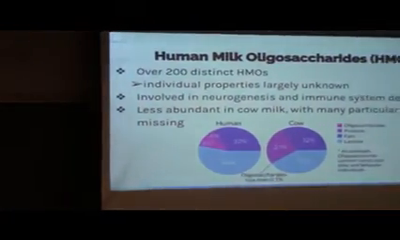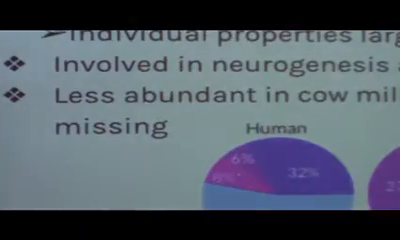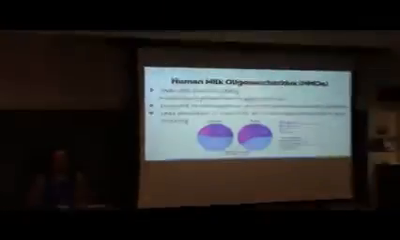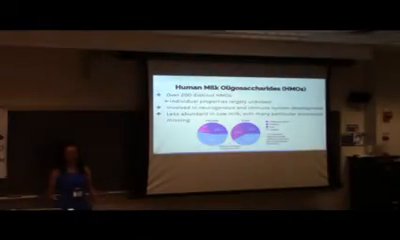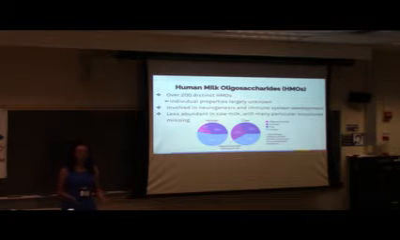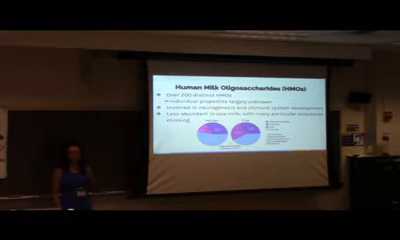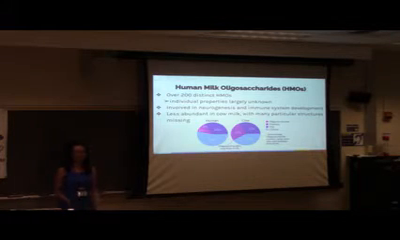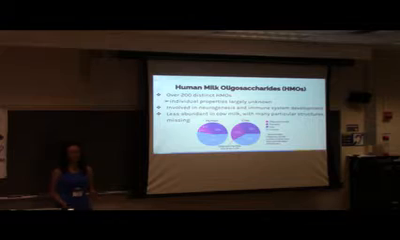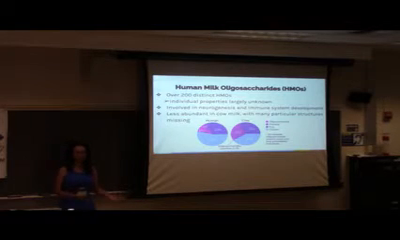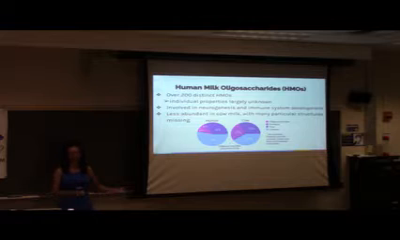So there are over 200 known human milk oligosaccharides, but many of these cannot be individually characterized because we currently can't synthesize them. Although we can't individually characterize them, we do know that as a whole, they're involved in neurogenesis and immune system development. Also, they're less abundant in cow milk, as you can see by the figures. Cow milk consists of less than 0.1% oligosaccharides, whereas human milk consists of 8% oligosaccharides. So because infant formula is made from cow's milk, we don't have a lot of oligosaccharides in baby formula.